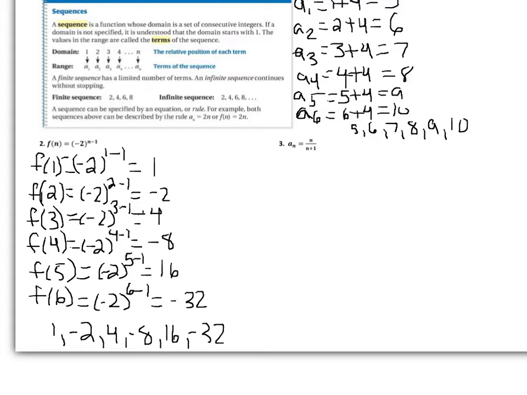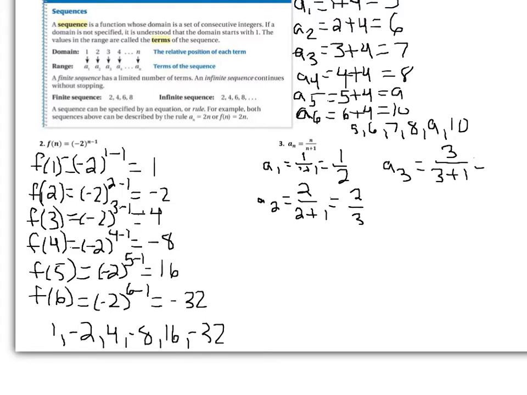So this one, you get 1/2. A sub 2, 2 over 2 plus 1, 2/3. A sub 3, 3 over 3 plus 1, 3/4. A sub 4, 4 over 4 plus 1, 4/5.